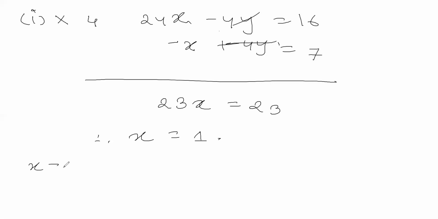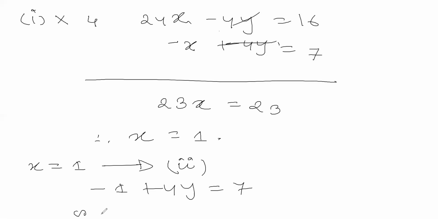And then if I plug in x is equal to 1 in equation number 2, then I get minus 1 plus 4y is equal to 7, or 4y is equal to 8. In that case, we get that y is equal to 2. So we have got two critical values, x and y, which are 1 and 2.